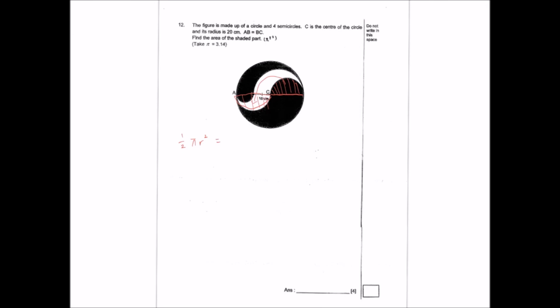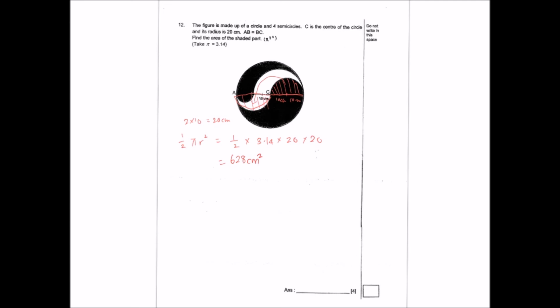The radius is actually, this portion is 10 cm, so the radius is 2 times 10 cm. So 2 times 10 equals 20 cm, and that is the radius. So we take half times pi, which is 3.14, times the radius times the radius. This will give us 628 cm square.